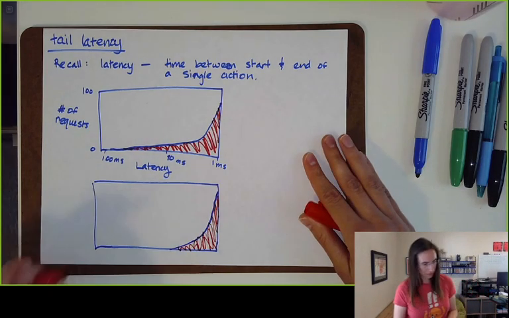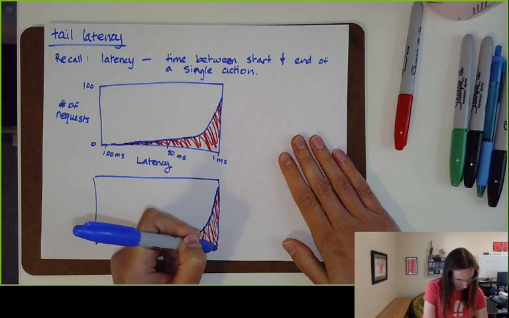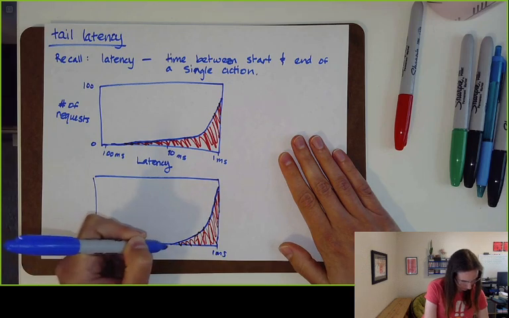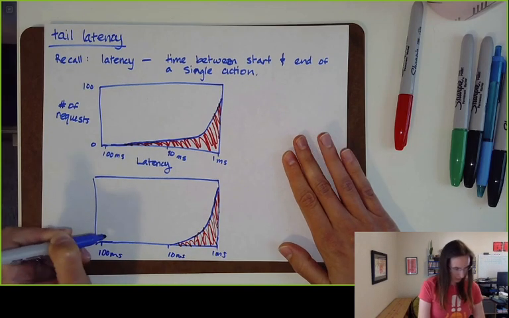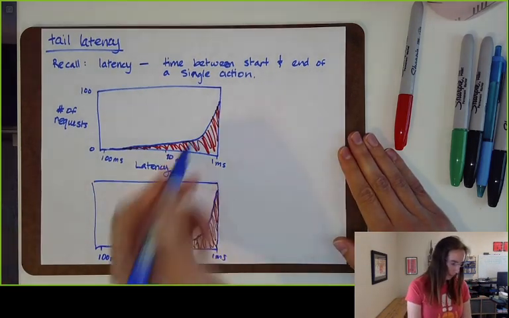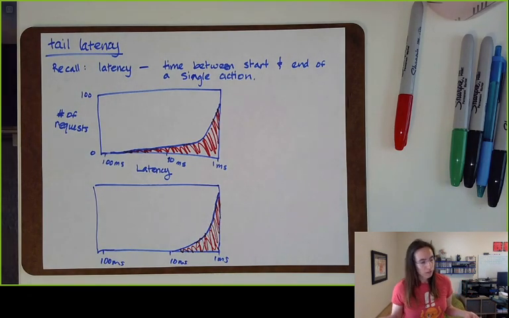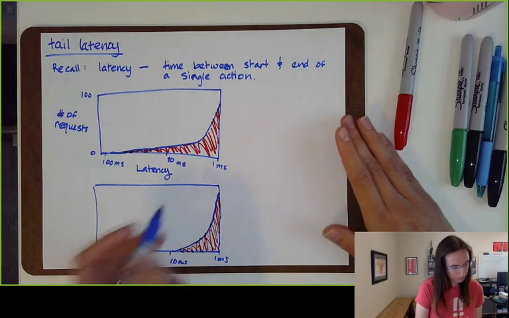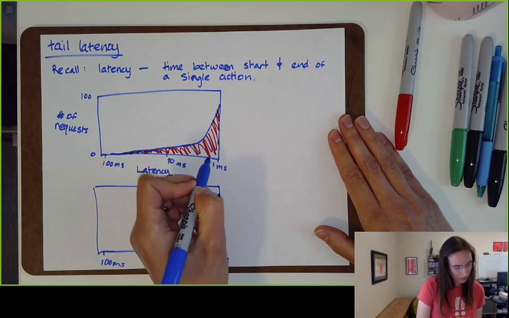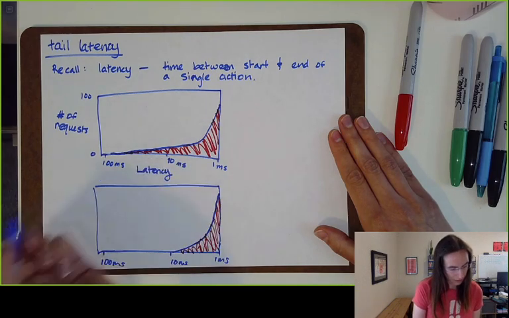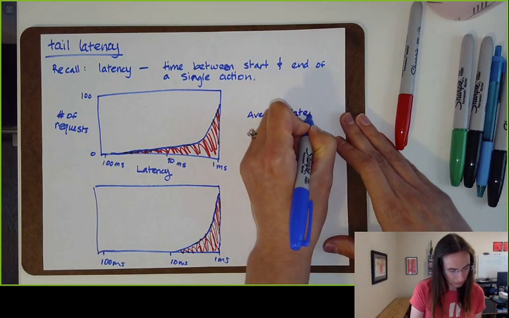So let's say that this system that we're looking at the latency of is some key value store that you're building for work. And let's say that this is what it looks like. And your boss asks you, well, what's the average latency? The average latency here is something pretty low, right? I haven't worked it out exactly, but maybe it's something like right here. Maybe this is the average, so maybe the average latency is 3 milliseconds.